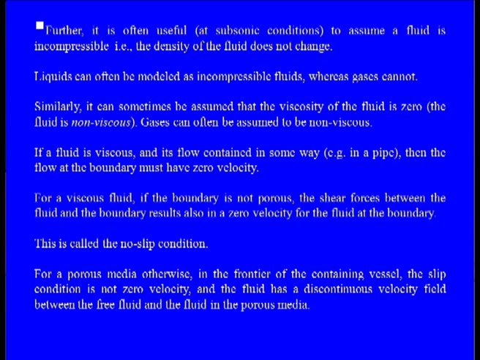If the fluid is viscous and its flow is contained in some way, for example in a pipe, then the flow at the boundary must have zero velocity. For a viscous fluid, if the boundary is not porous, the shear forces between the fluid and the boundary also result in a zero velocity for the fluid at the boundary. This is called the no slip condition.